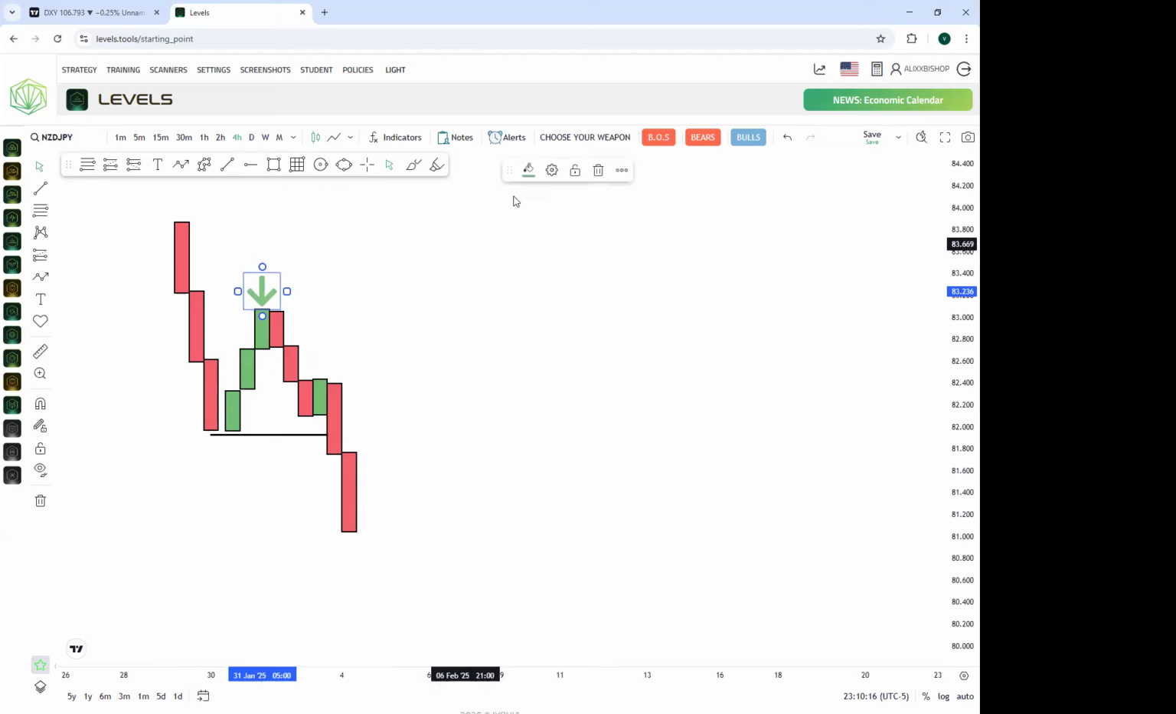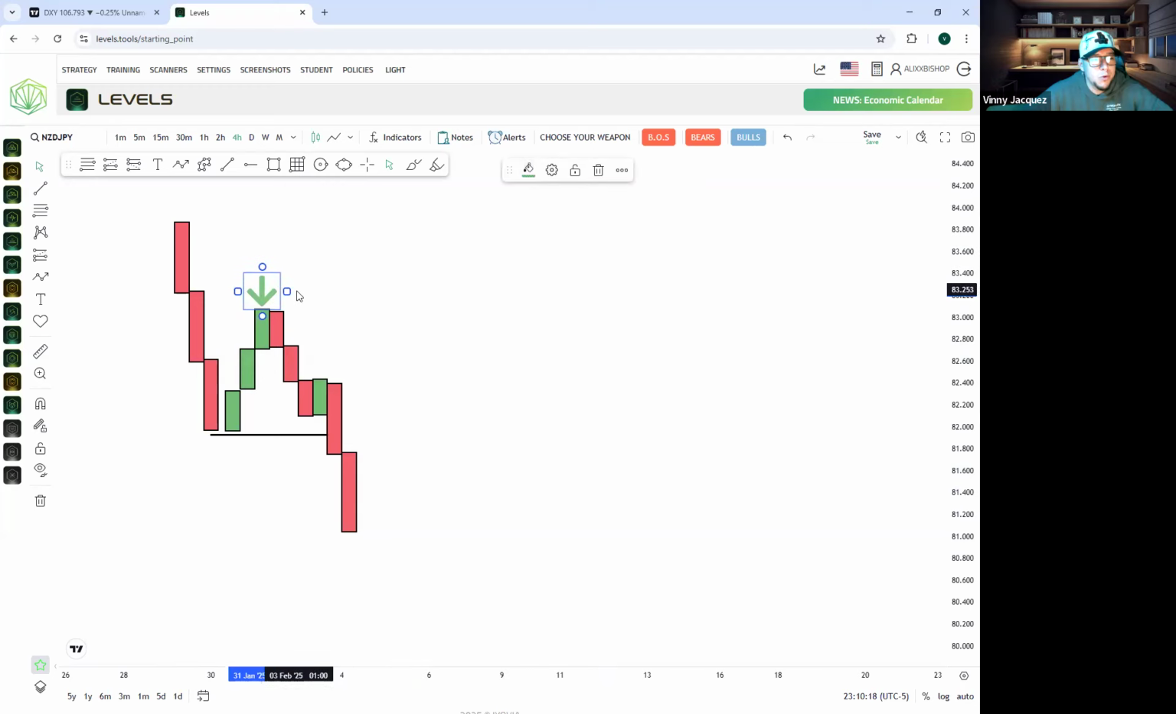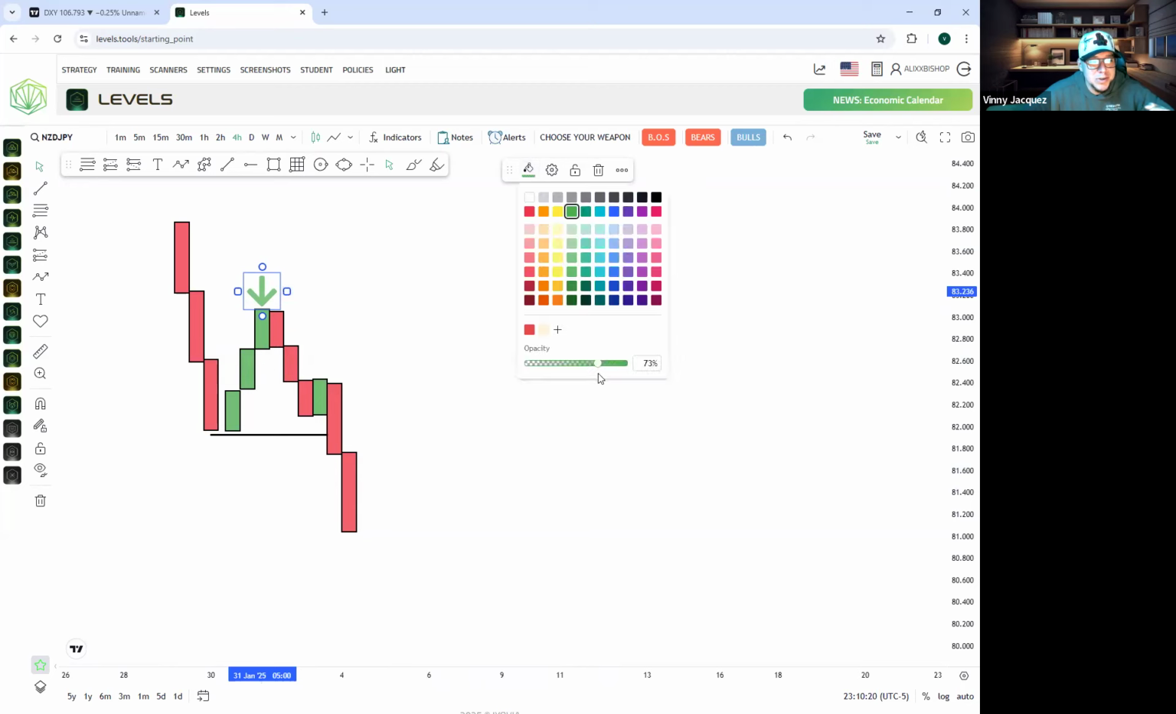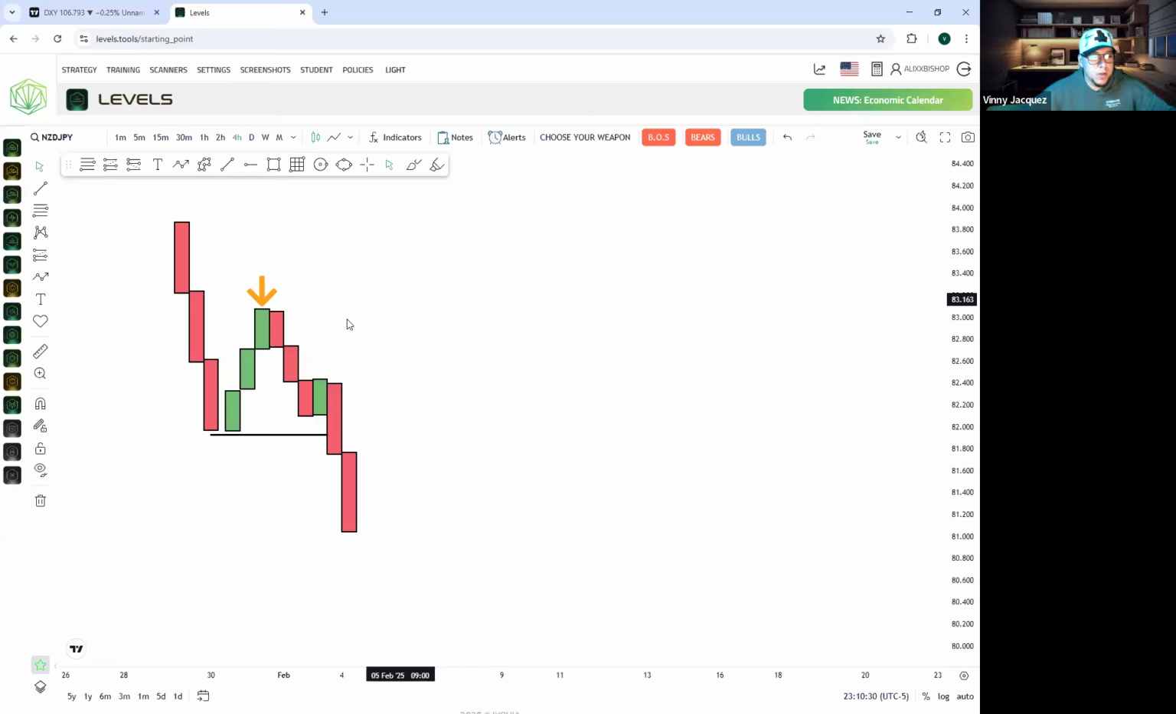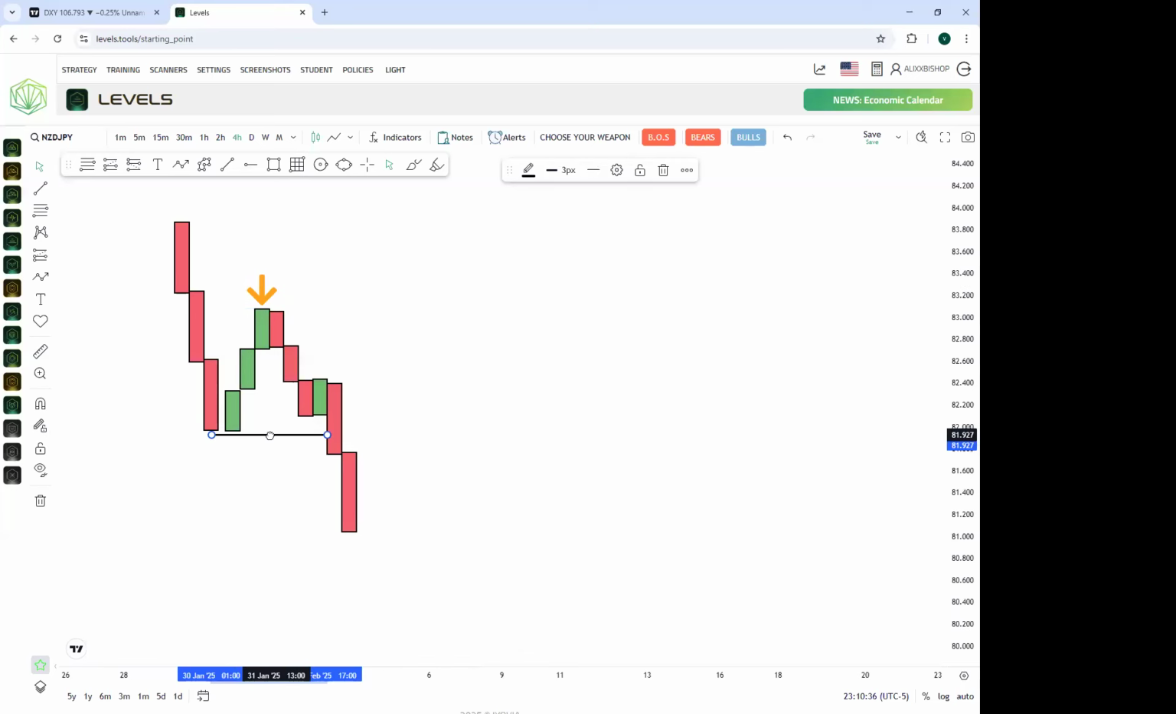Sound more confident. Yes or no? I'll say no, just for learning purposes, honestly. Okay, cool. So you're right. This is not the last buying candle that broke structure.